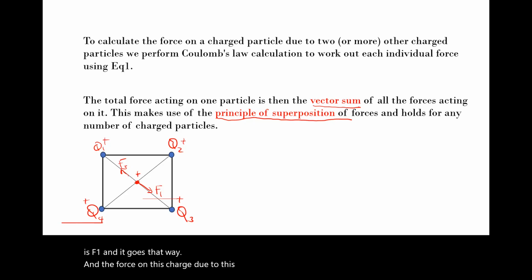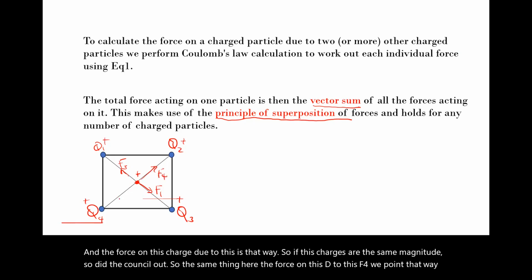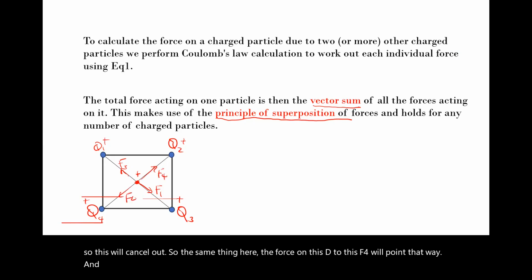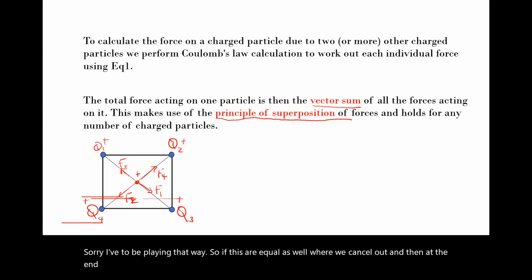If these charges are of the same magnitude, they will cancel out. The same thing here: the force on this due to this, F4, will point that way, and F2 will point that way. If these are equal as well, they will cancel out. And at the end of the day, the force on this will be 0.